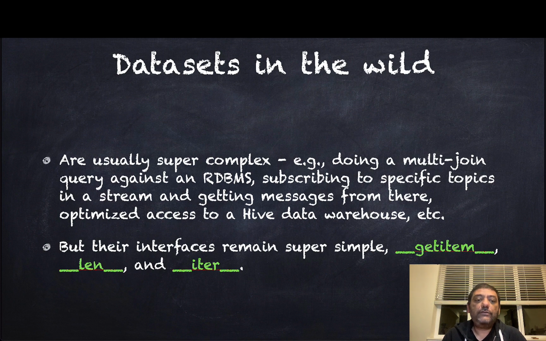But keep in mind that production datasets are usually super complex. So for example, if our dataset's underlying data store is a MySQL cluster, then it might be doing a complicated multi-join query against it. Or if its underlying data source is a Kafka stream, it might be subscribing to specific topics, keeping track of the stream iterator, or the stream cursor rather, getting messages from there and whatnot. A Hive data store might necessitate the implementation of a highly optimized access to that data store. But regardless of whatever complexity lies within the dataset, its public interfaces remain super simple, which is get item, len, and iter. And that is what the clients of the dataset will usually care about.